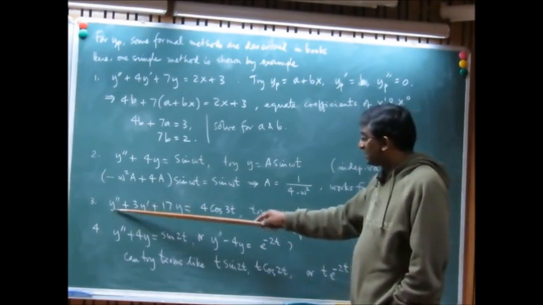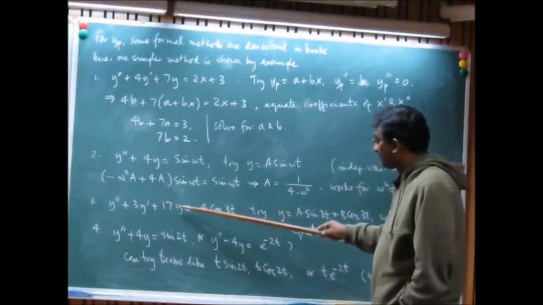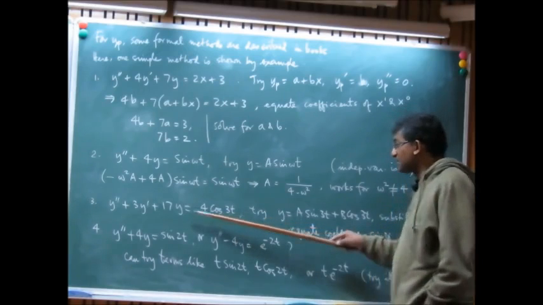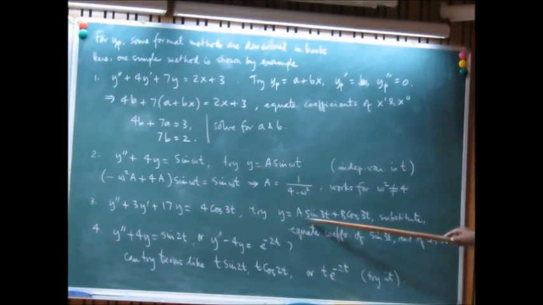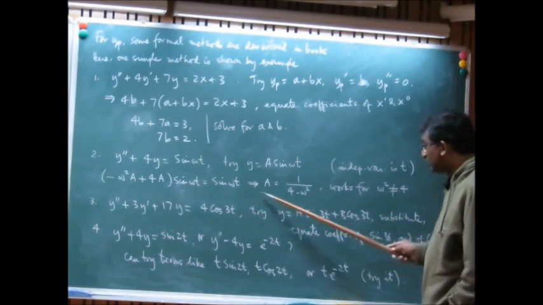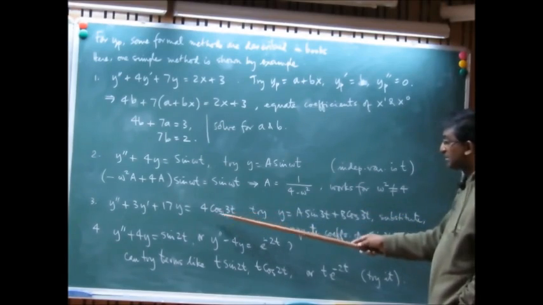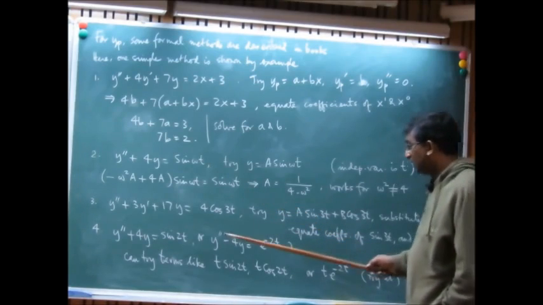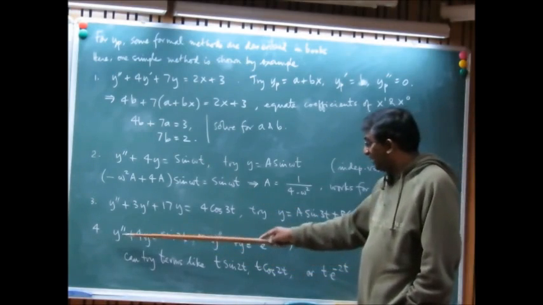Here's another example. So this has some second derivative, first derivative, and just y. And here is some cosine term. And in this one, we can try y is a sine 3t and b cos 3t. The 3, of course, matches just this one. And once we substitute it and we equate the coefficients of sine 3t and the coefficients of cos 3t, we can solve for a and b. Suppose there are two different terms over here, we can find a particular solution for one and a particular solution for the other and add them up.